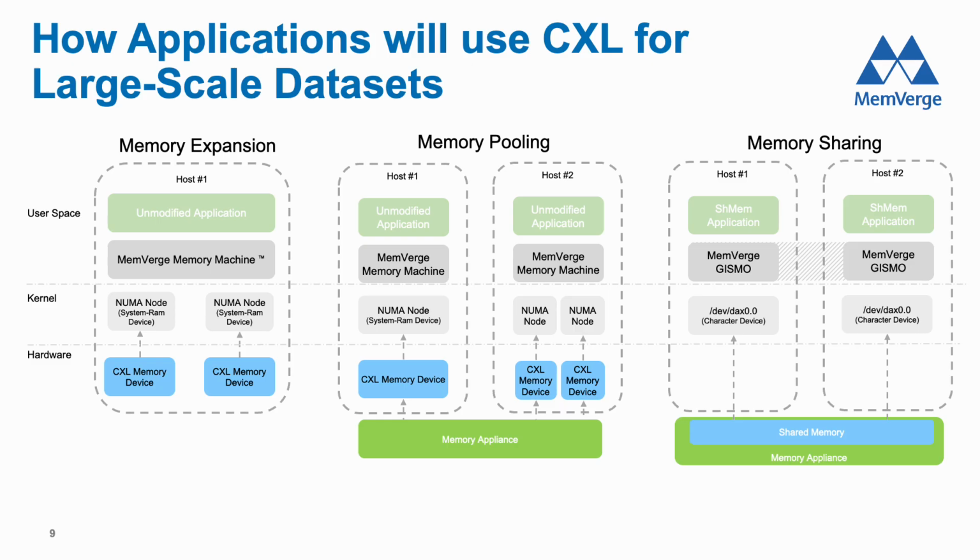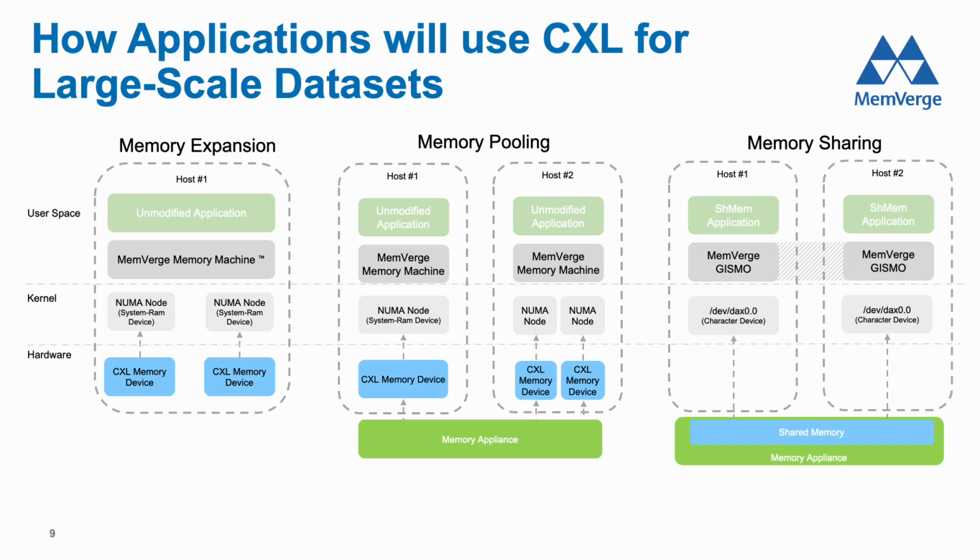In the first use case of memory expansion, we assume one or more CXL devices are physically installed inside of the server. In the memory pooling use case, memory is provisioned from an external memory appliance, similar to how storage is provisioned from a NAS, DAS, SAN, or other storage appliance. And then finally, memory sharing allows memory from an external appliance to be shared between two or more compute nodes. And then software is responsible for managing coherency between the instances to avoid data corruption.